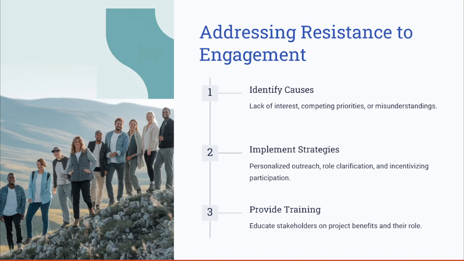Let's look at an example where a digital transformation project faced resistance from the employees, fearing job displacement. By conducting training sessions on how the new system would help the team, not replace them, engagement improved significantly. So this is an example of resistance due to a misunderstanding of the system or the project benefits.